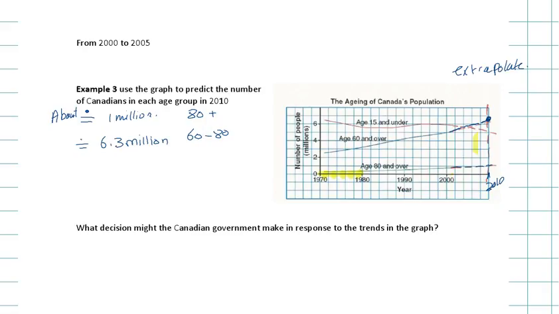Do you guys understand what that means? In 2010, there are 6.3 million Canadians between the ages of 60 and 80. People who are not working, right? Because people that are 60 or 65 are going to retire. They're not going to keep working, right?